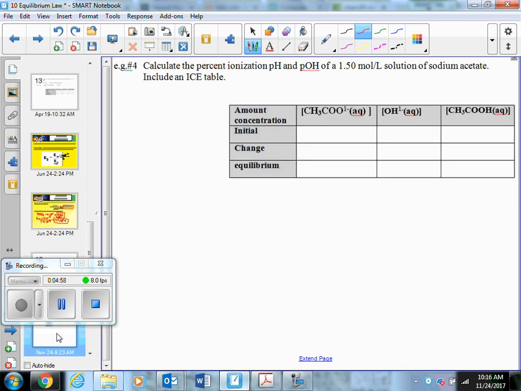So if we look at an example, calculate the percent ionization, pH, and pOH of a 1.5 mole per liter solution of sodium acetate. So first of all, let's write out that formula for sodium acetate.